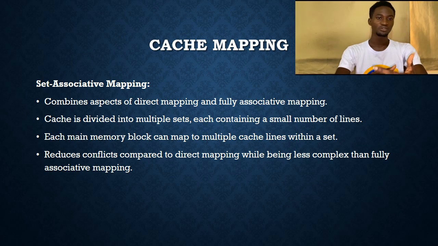Lastly, we have the set associative cache mapping, which can be viewed as a compromise between the direct mapping and the fully associative mapping, in which each block is mapped to a subset of cache locations.